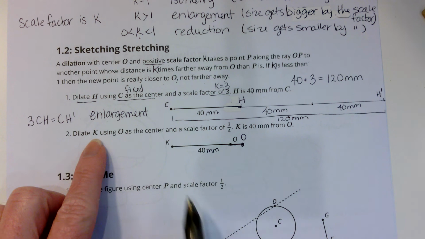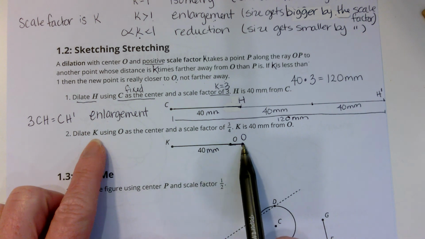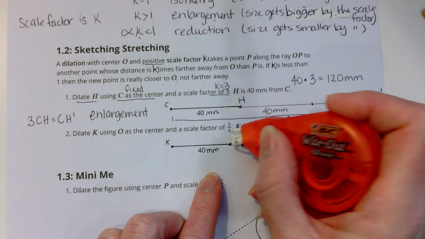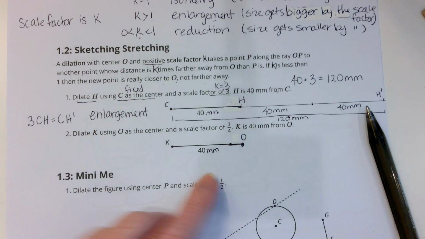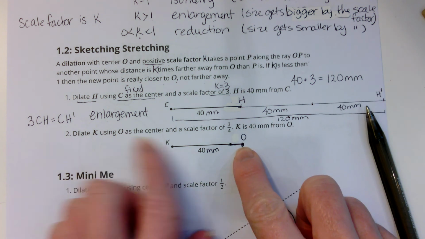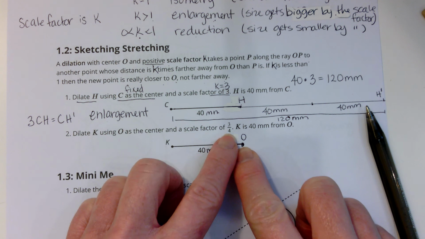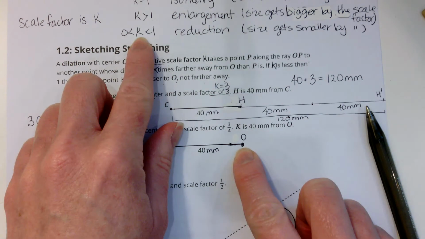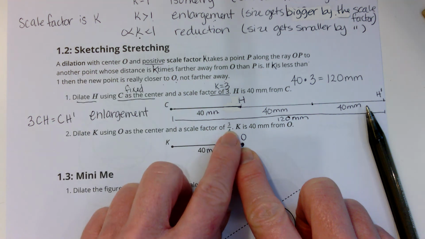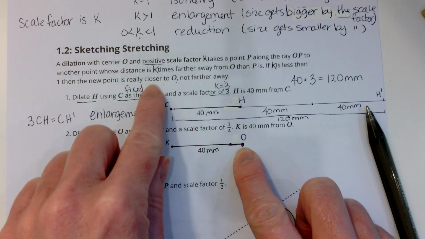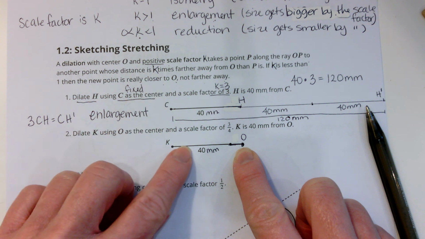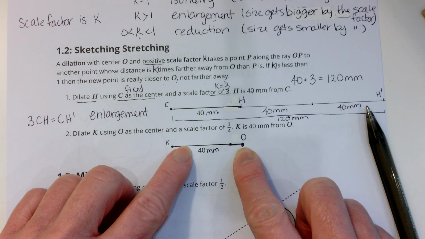It says dilate K using O as the center. You don't have to worry about it in your books, but I'm going to get rid of this for the video so it's not confusing anybody. Using O as the center and a scale factor of 3/4. So this 3/4 is between my 0 and 1. So it's going to be 3/4 as far away. So it's actually going to get closer to O. So my K is going to come in so that K prime is 3/4 the distance from O that K is.